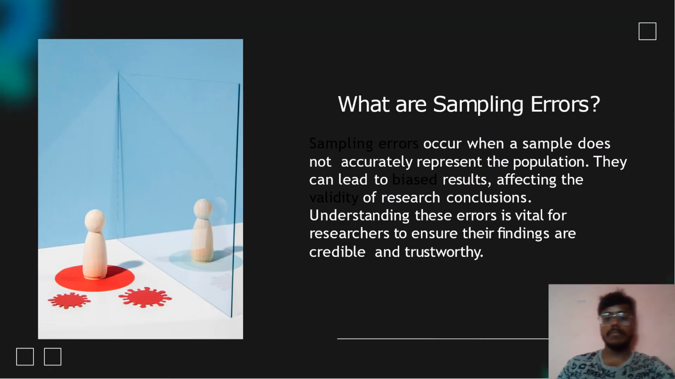Next, what are sampling errors? Sampling errors occur when a sample does not accurately represent the population. They can lead to biased results, affecting the validity of research conclusions. And understanding these errors is vital for researchers to ensure their findings are credible and trustworthy.